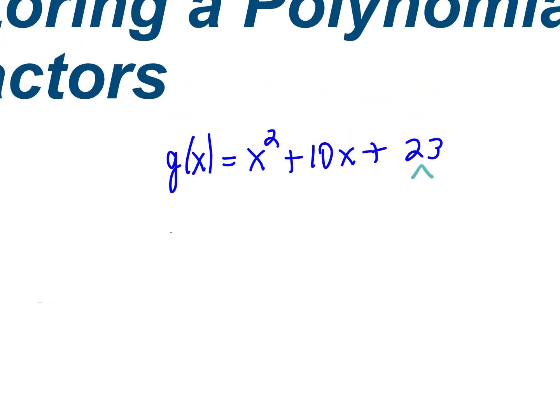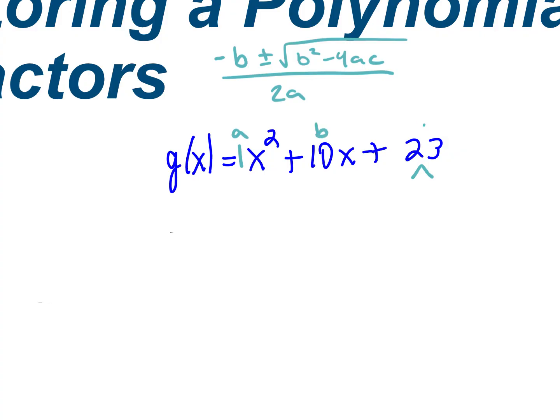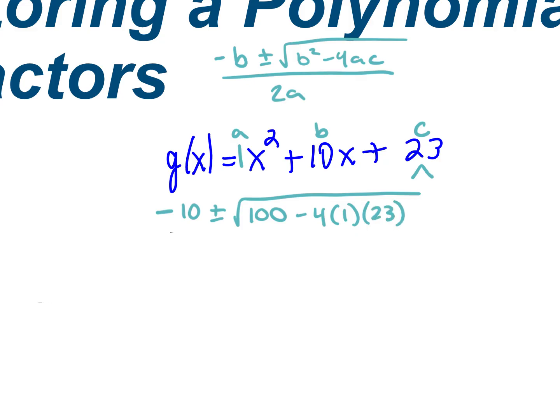So our quadratic formula is negative b plus or minus the square root of b squared minus 4ac over 2a. So what's our a? 1. What's our b? And c? Perfect. So if something doesn't factor, you've got to use your quadratic formula. If it's an x squared, it has to be a quadratic, which means you use your quadratic formula. So negative 10 plus or minus the square root of b squared. What's 10 squared? 100. 100 minus 4 times 1 times 23, 92, over 2a, so 2 times 1, which is 2.